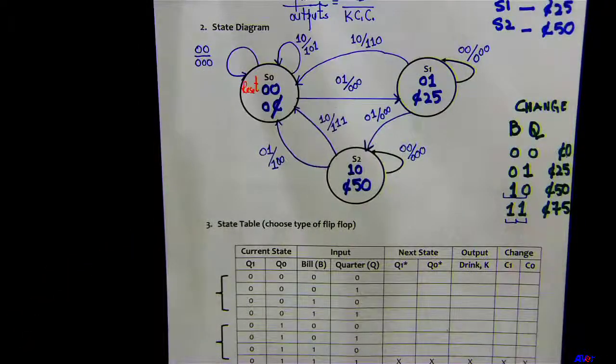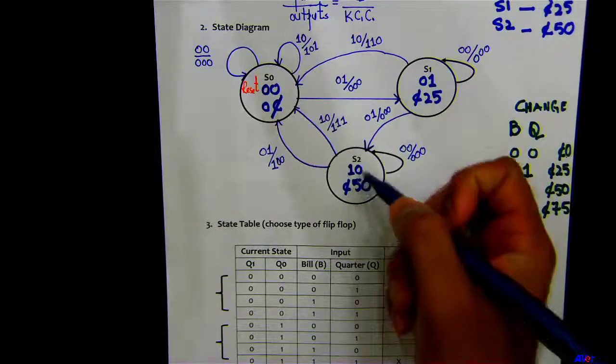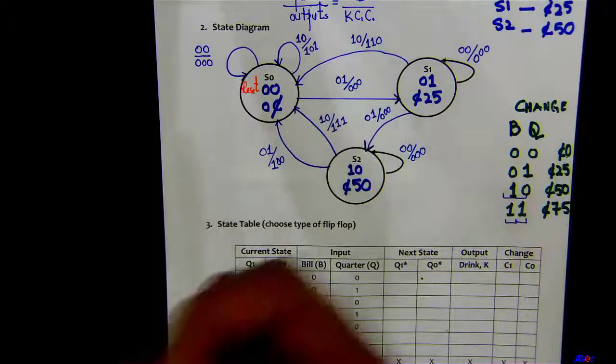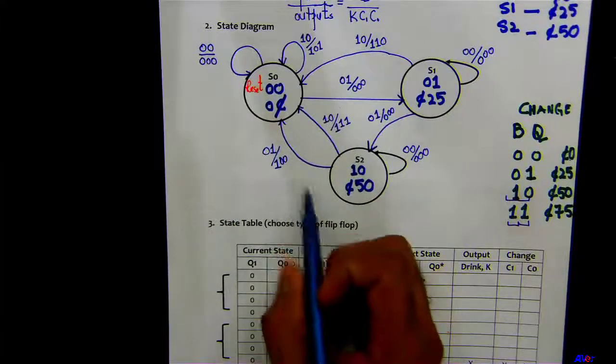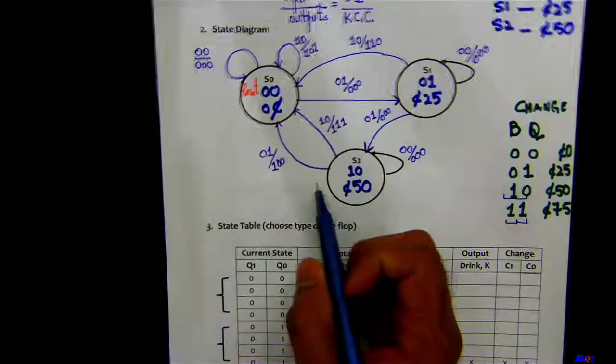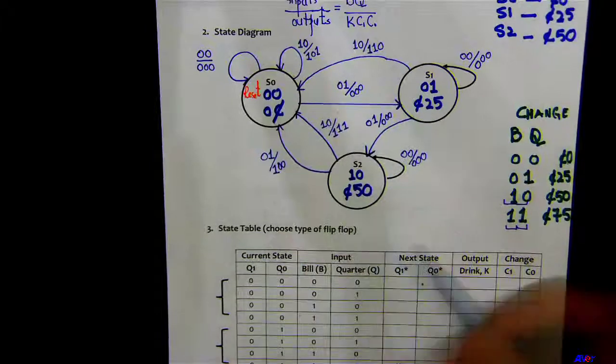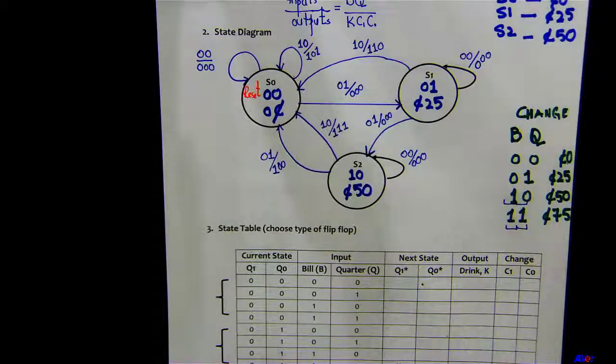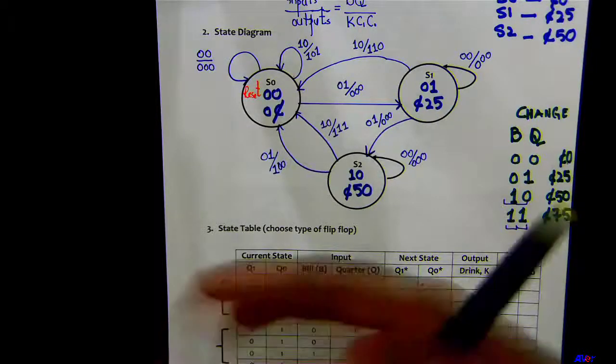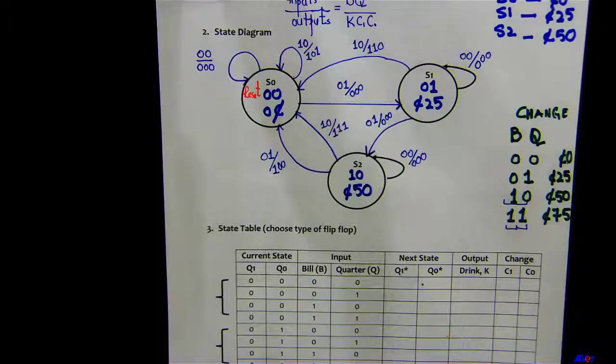If I like, I can add another state here just to avoid confusion. I can say 75 cents, another state, and I can declare it as S3, 75 cents. And then it would still work, but you're going to have a bigger truth table. Remember, our goal is to reduce the number of states, okay? So that's why I only went with 0, 25, and 50 cents. You can add another 75 cents and it would still work, okay?